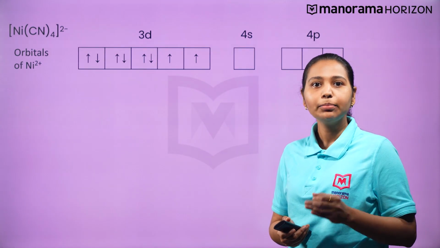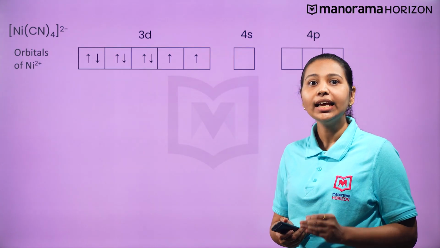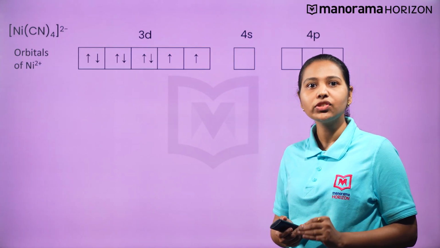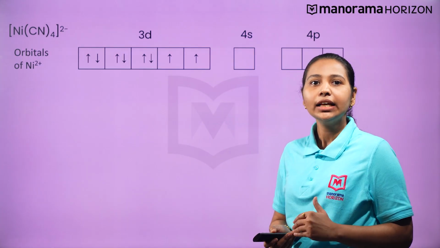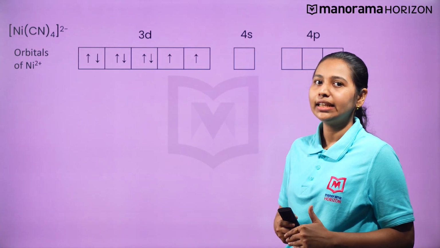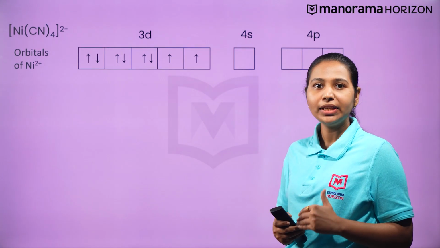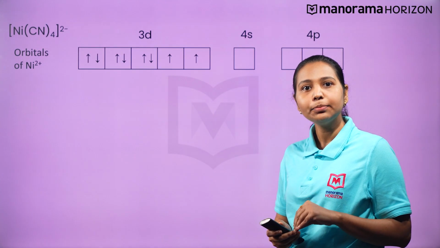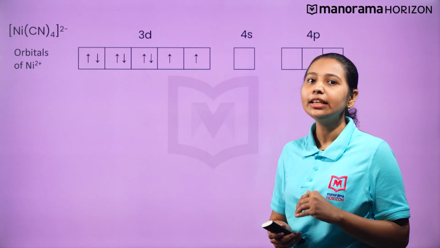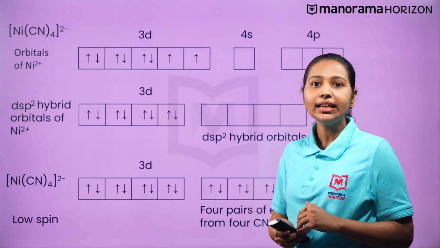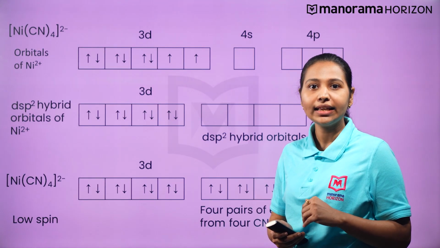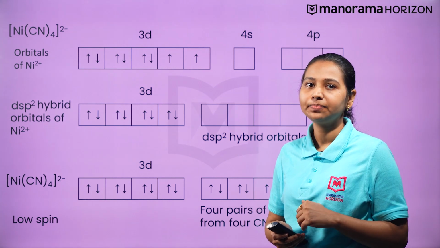On the other hand, the magnetic susceptibility studies revealed diamagnetic nature for the tetracyanonickelate(II) complex. Look at the electronic configuration of the nickel ion. The diamagnetism could be explained only if the unpaired electrons in the 3d orbital get paired up. This results in dsp2 hybridization and hence a square planar complex.